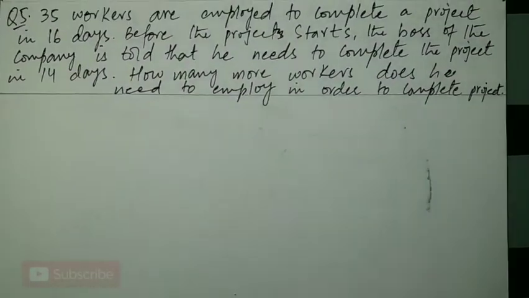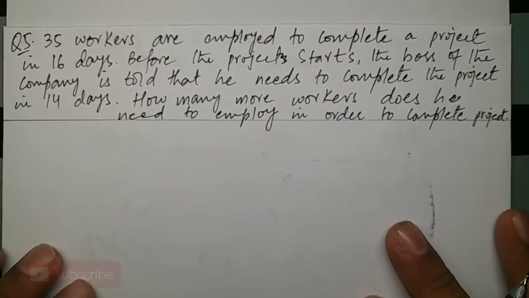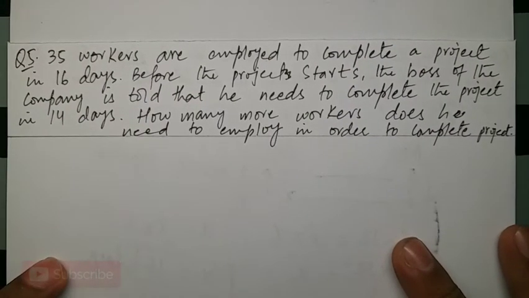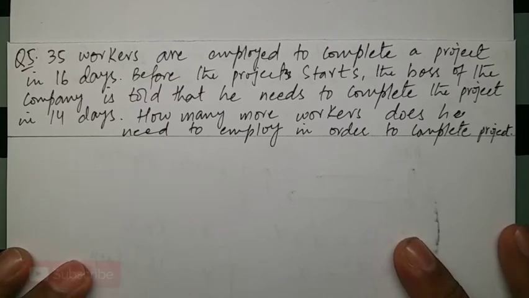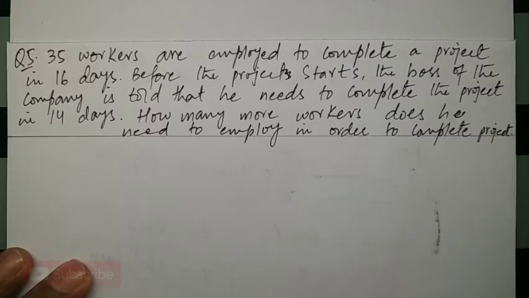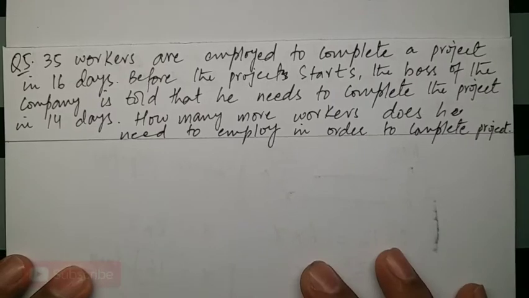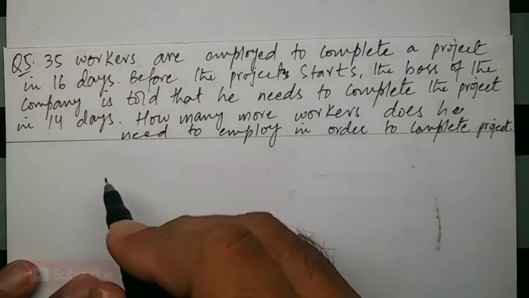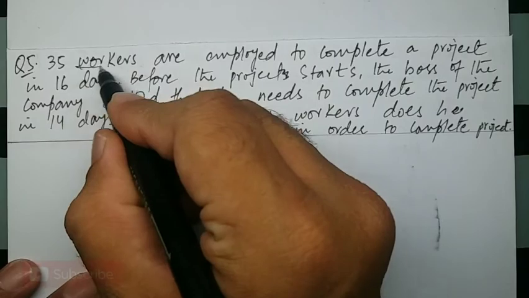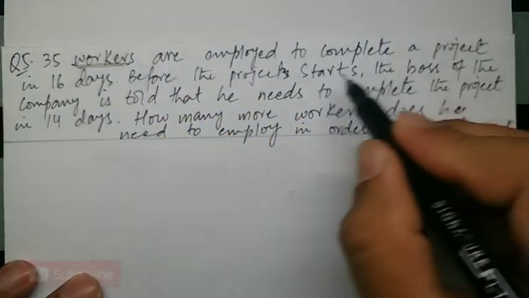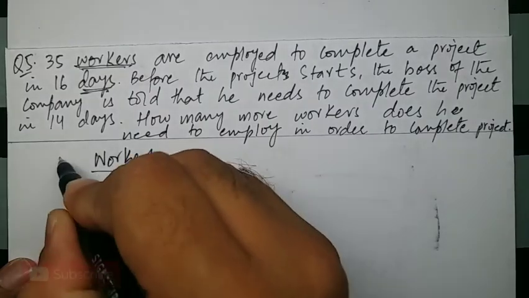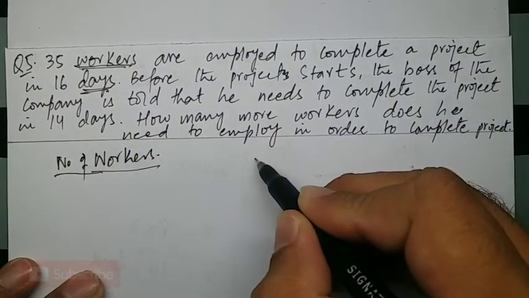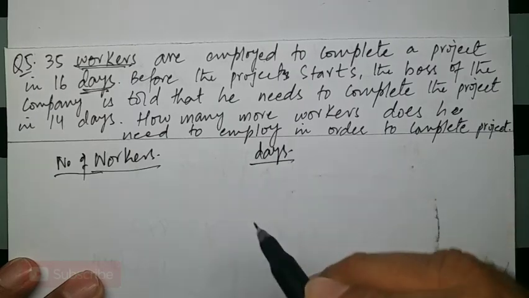And the next question is, if 35 workers are employed to complete a project in 16 days, and before the project starts, the boss of the company is told that he needs to complete the project in 14 days, right? And how many more workers does he need to employ in order to complete the project in time, right? So we have two quantities again. The first is the number of workers, and the second quantity is the number of days, right? So I will write number of workers as the first quantity, and the second quantity will be number of days.